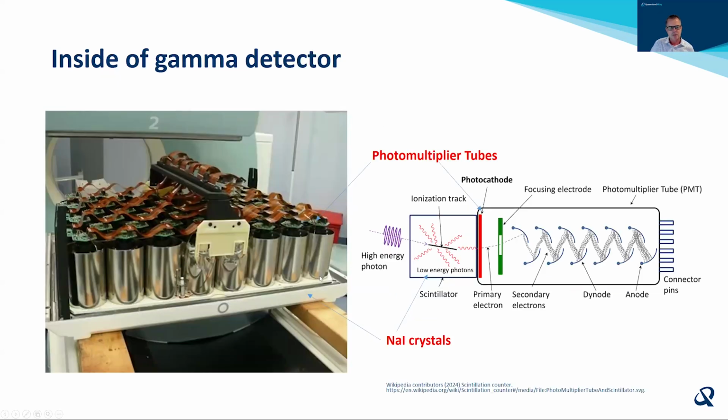So this is the inside of a basic gamma camera. This bottom part is the sodium iodide crystals, and these are what we call the photomultiplier tubes. The gamma photon enters the scintillation crystals and produces low energy photons, which are detected by the photocathode, and then they're amplified by the photomultiplier tubes to an electronic signal, which is processed by the computer.